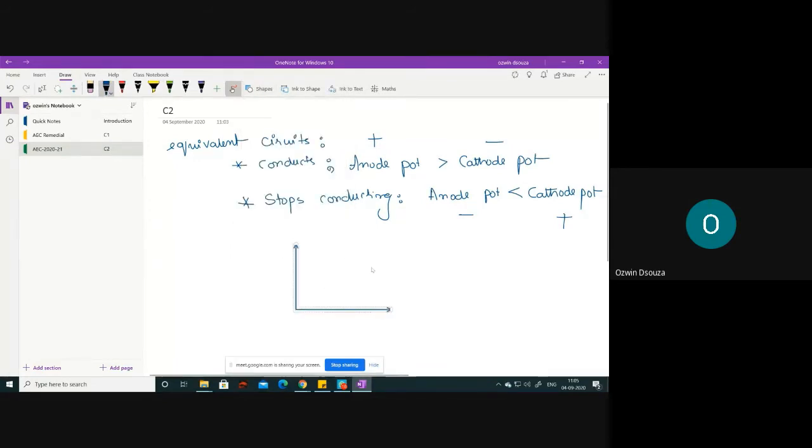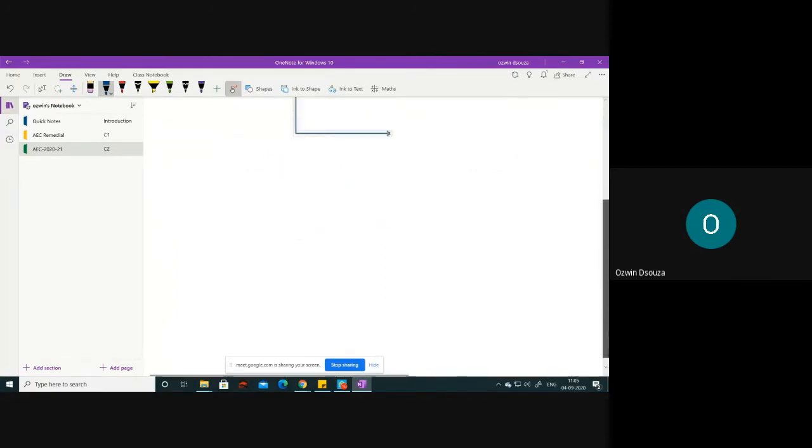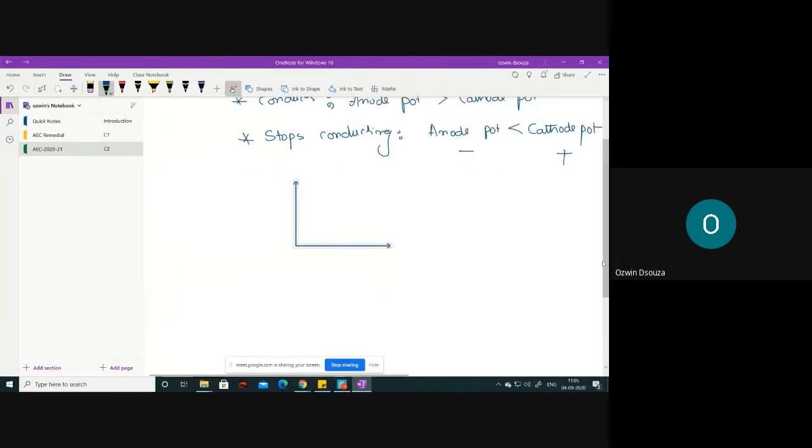So you can plot the VI characteristics. Now, in the VI characteristics, normally we take voltage as the X variable and the current as the Y variable. Since the diode is a semiconductor device, the moment you start increasing the forward voltage, what do we mean by forward voltage?